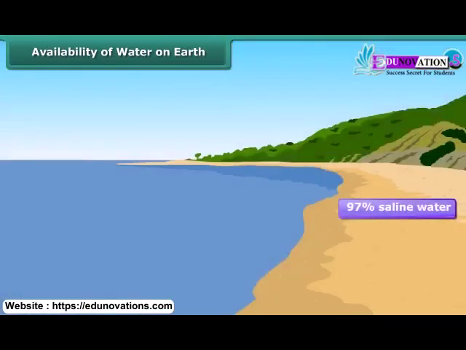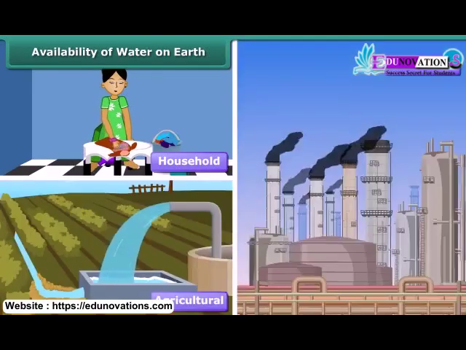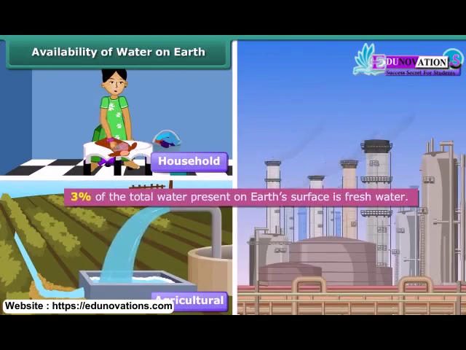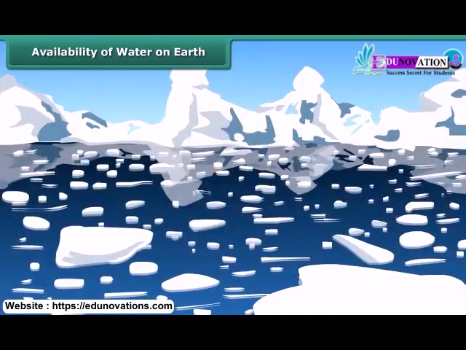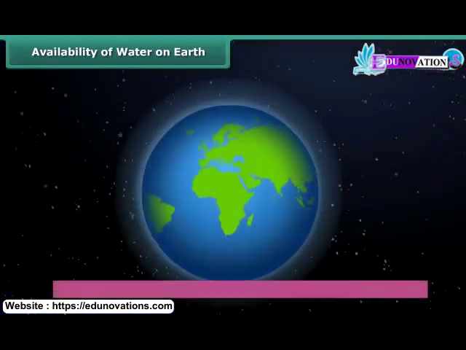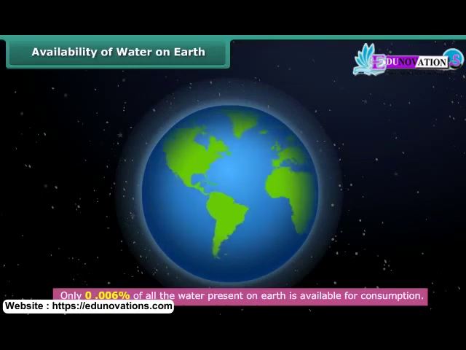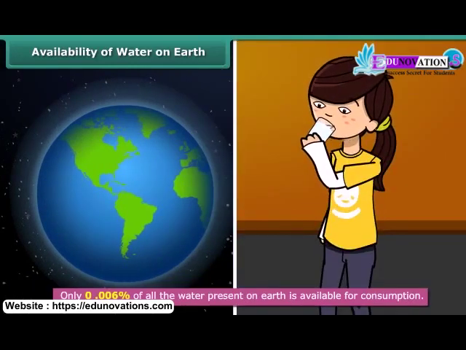However, 97% of the total water present on Earth's surface is saline water. Hence, it is fit neither for household consumption nor for agricultural and industrial use. The remaining 3% is fresh water, 2/3 of which is frozen in glaciers and polar ice caps. Only 0.006% of all the water present on Earth is available for consumption.